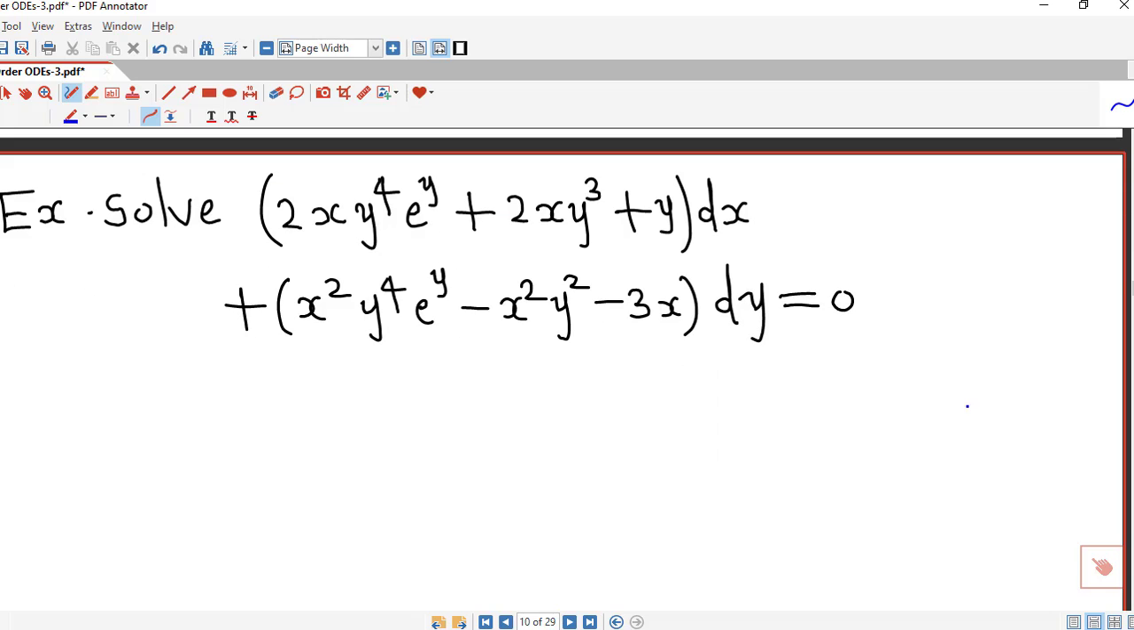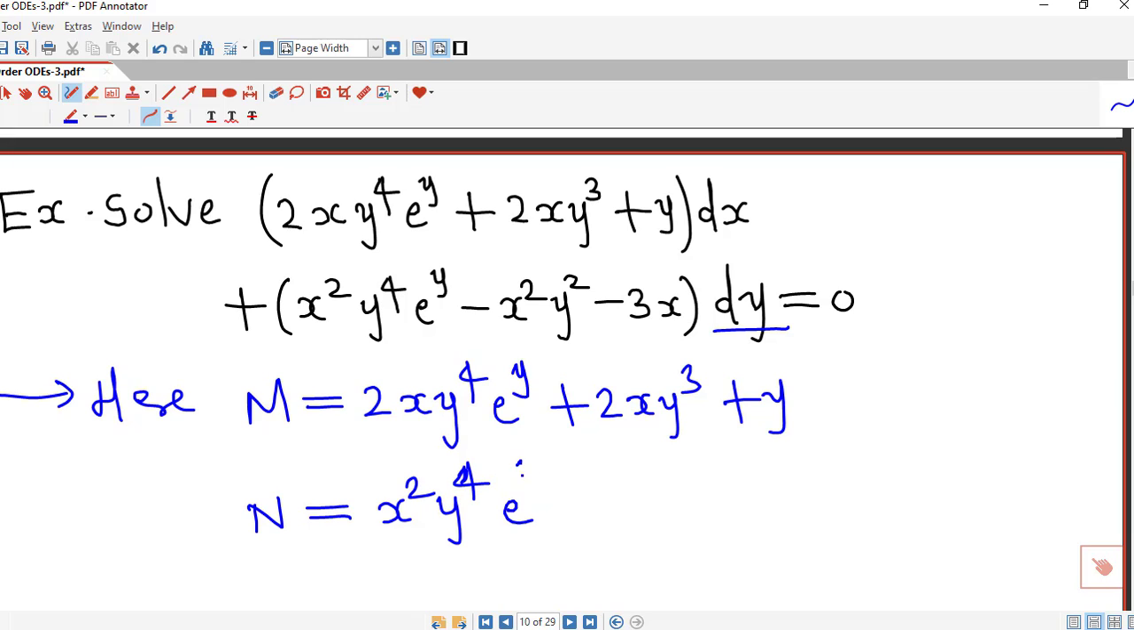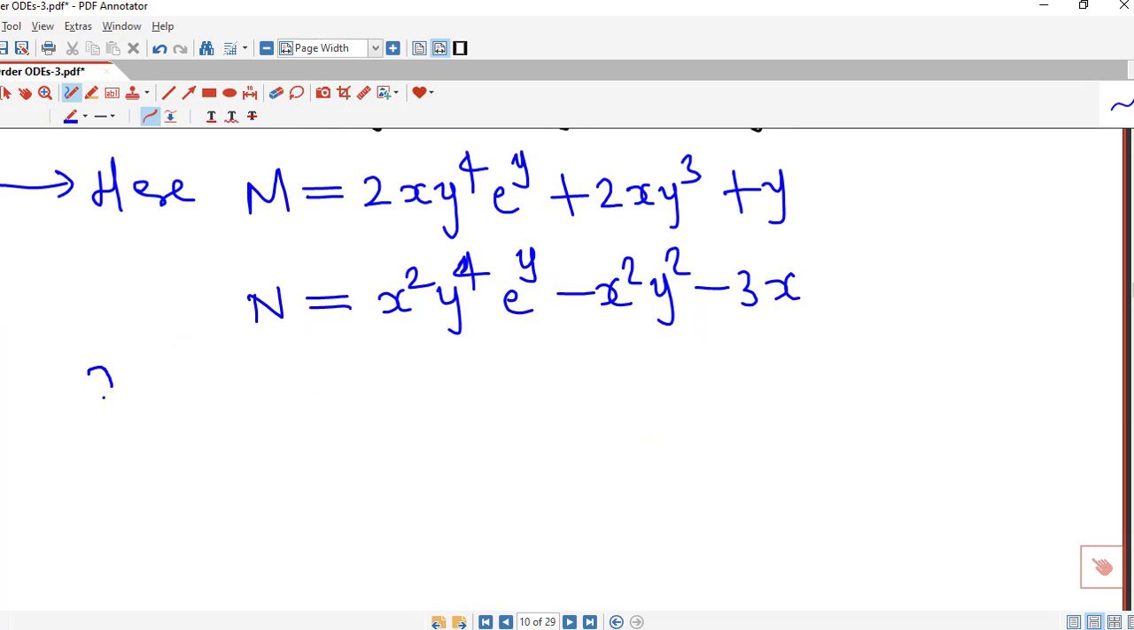We consider one more example. Here the given differential equation is in the form M dx plus N dy equal to 0. So we consider the coefficient of dx, say M, equal to 2x y raised to 4 e raised to y plus 2xy cube plus y, and the coefficient of dy, capital N, is x square y raised to 4 e to the power y minus x square y square minus 3x. So first we find out partial derivatives.